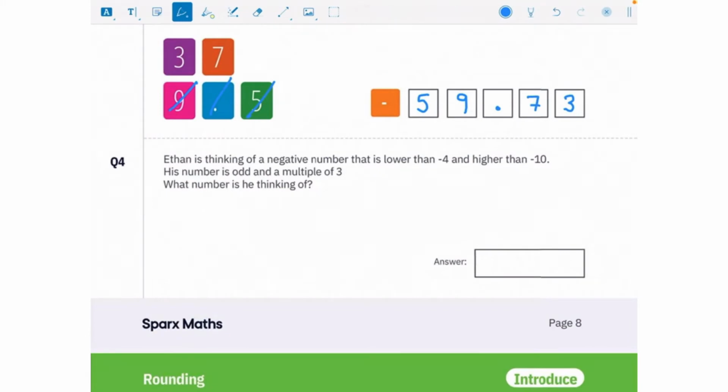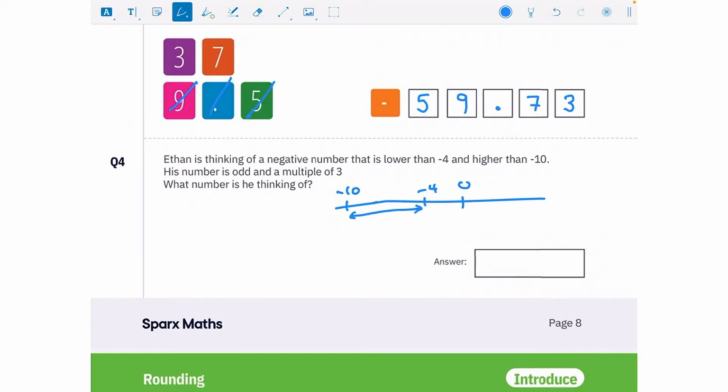Question number 4, Ethan is thinking of a negative number that is lower than minus 4 and higher than minus 10. His number is odd and a multiple of 3. What number is he thinking of? So let's just sketch out our number line again. We've got 0 here, minus 4 about here, and minus 10 maybe somewhere down there. So we're looking for numbers in between minus 4 and minus 10.